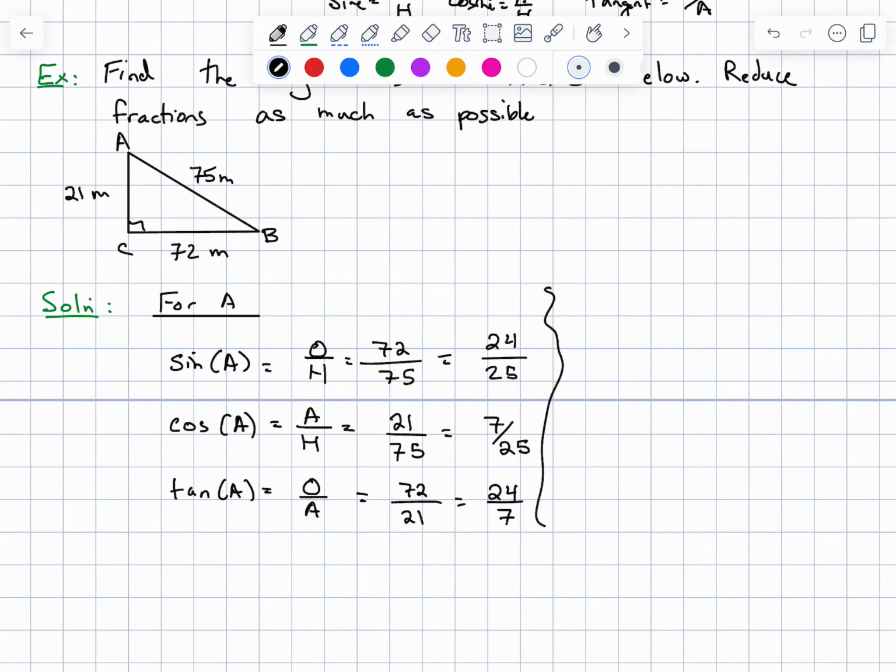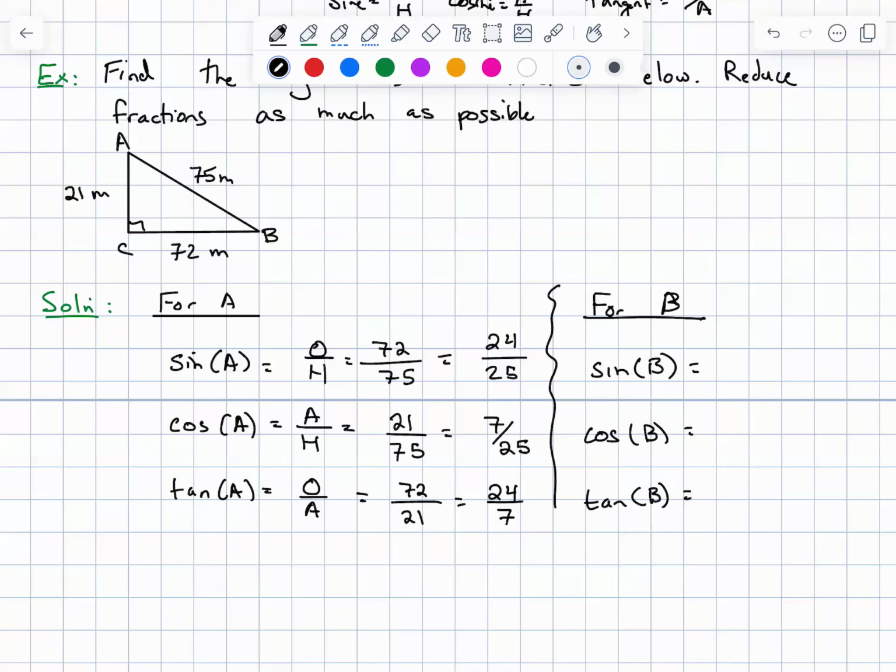So we've already written the SOHCAHTOA. So I'm just going to write for angle B. I'm just going to write sine of B. I'm not going to write O over H anymore. Cosine of B equals, and tangent of B is equal to.